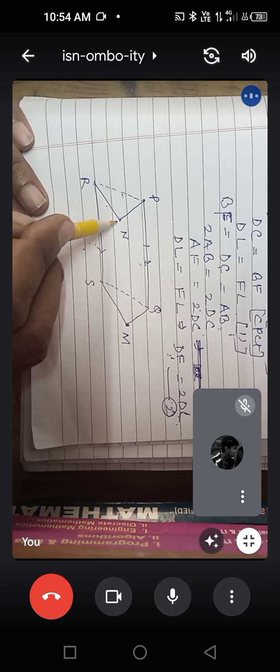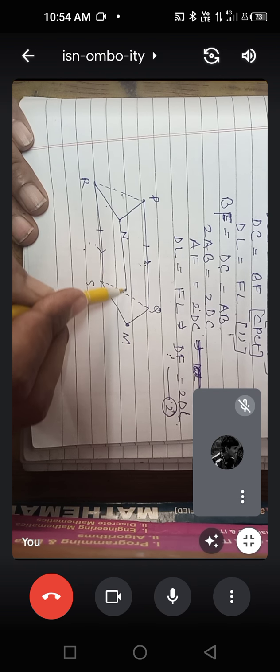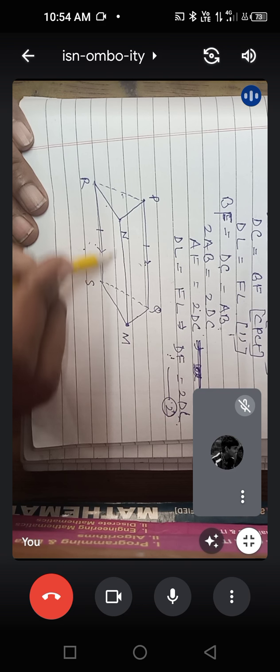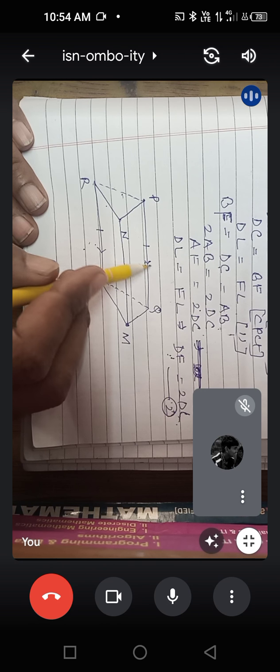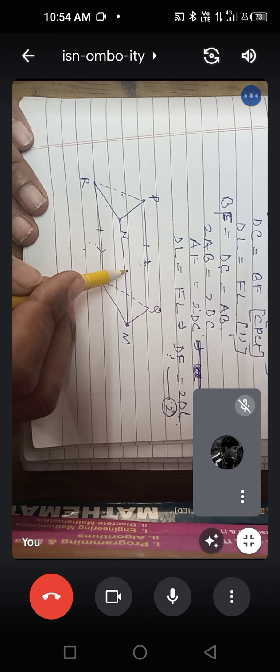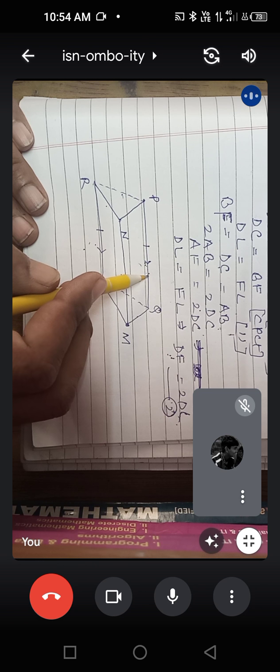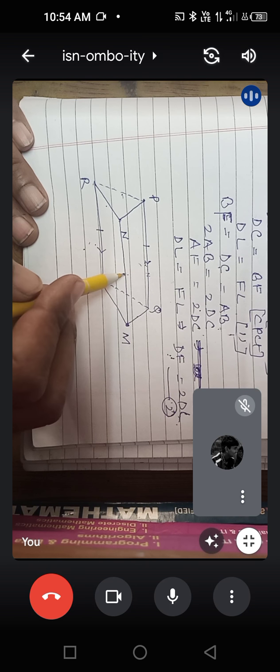Prove that line segments MN and PQ are equal and parallel to each other. MN is this, and PQ is this. MN and PQ are parallel to each other. This is equal to this, and this is also parallel to this. Question is clear now?